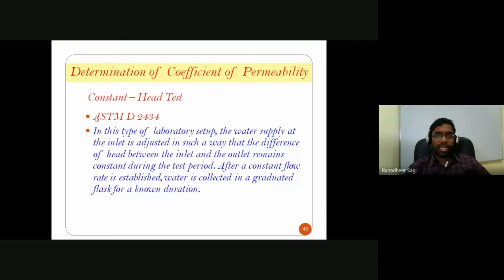So this is the standard code according to which we are discussing your constant head test, that is ASTM, American Society for Testing and Materials. D2434 is the reference code we are looking at, which has been referred to in our IS code again. In this type of laboratory test setup, the water supply at the inlet is adjusted in such a way that the difference of head between the inlet and the outlet remains constant during the test process, which we have already talked about. After a constant flow rate is established, the same rate of flow continuously happens through the soil sample.